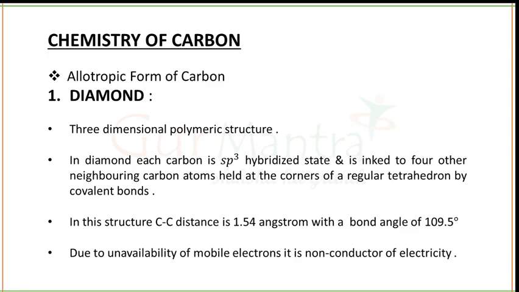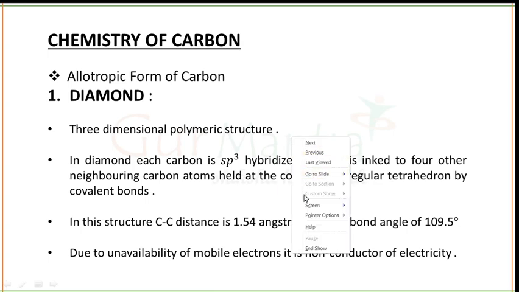Diamond is a solid form of the element carbon with its atoms arranged in a crystal structure called diamond cubic. At room temperature and pressure, another solid form of carbon known as graphite is the chemically stable form of carbon, but diamond almost never converts to it. Diamond is a three-dimensional polymeric structure. In diamond, each carbon is sp3 hybridized.